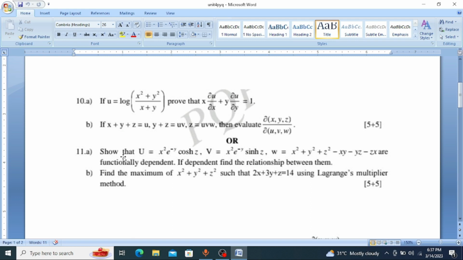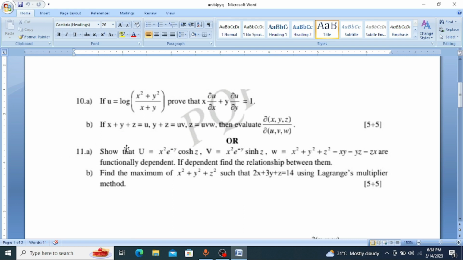The next question, show that u is equal to x square into e power minus 5 cosh z and v is equal to x square e power minus 5 sinh z, w is equal to x square plus y square plus z square minus xy minus yz minus zx are functionally dependent. So functionally dependent means Jacobian is equal to 0.